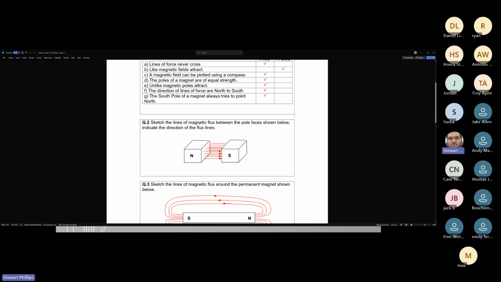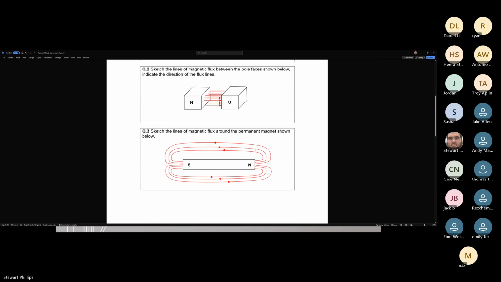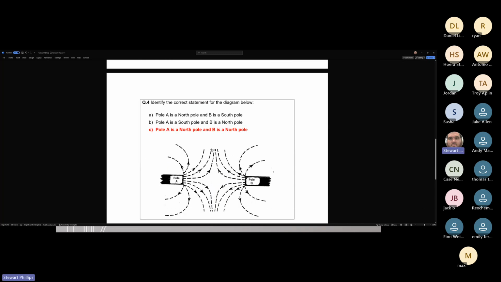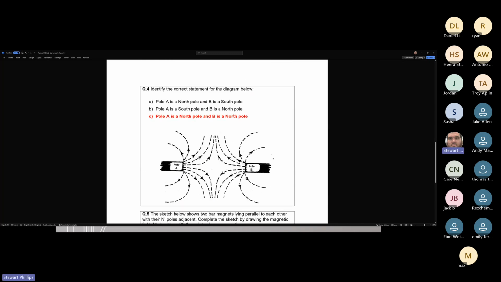Cool. So this is what the flux lines would look like between the pole faces, indicating the direction of flux lines. Only the ones going directly between the North and South Pole were the ones we wanted you to put up. And this is what the magnetic flux lines would look like around a permanent magnet. In this picture, poles A and B are both north poles because the flux lines are not joining, they are repelling each other.